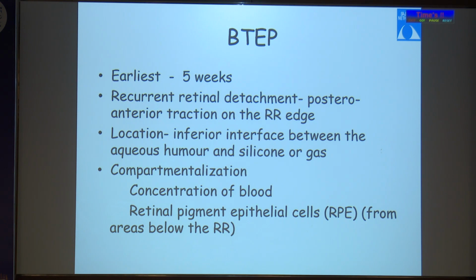How early do these BTEPs occur? As early as 5 weeks. And then what is the cause? It's posterior-anterior traction, and the location is the inferior interface between the aqueous humor and the silicone oil or the gas. You may be wondering why I am saying aqueous humor in the posterior chamber. Once you remove the vitreous, there is no vitreous over there. It's all the aqueous which fills in. So what is the reason? Compartmentalization, the concentration of blood, the RPE from the areas below the RR is the cause for this.